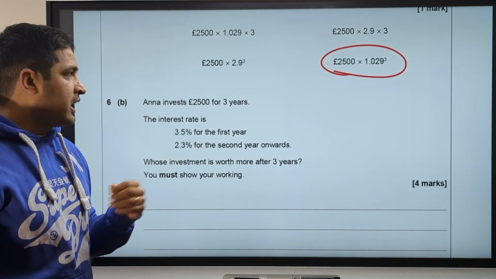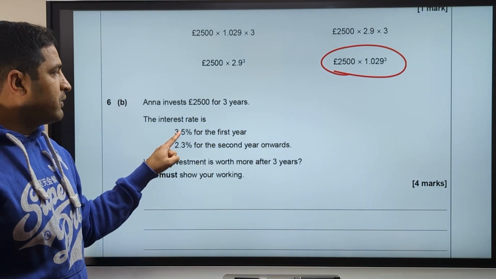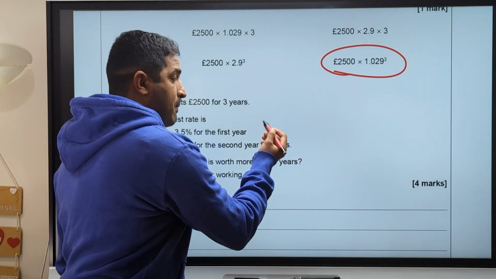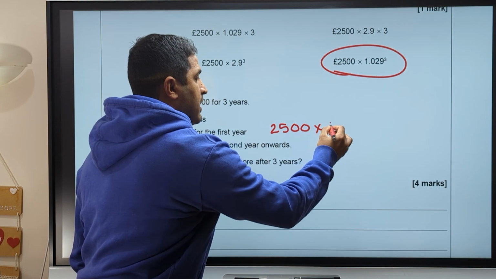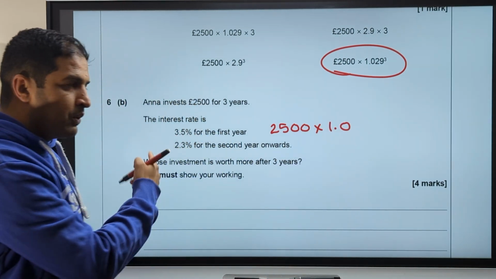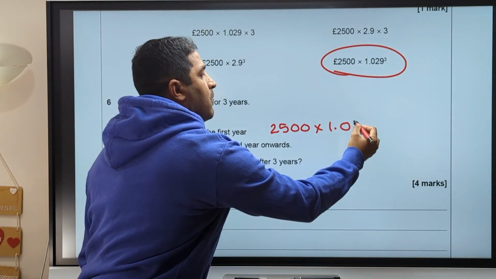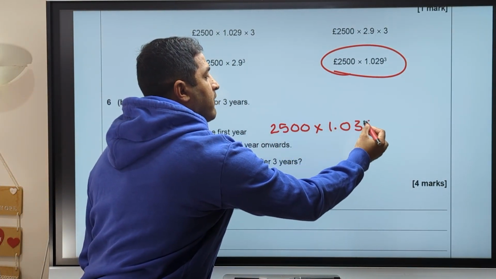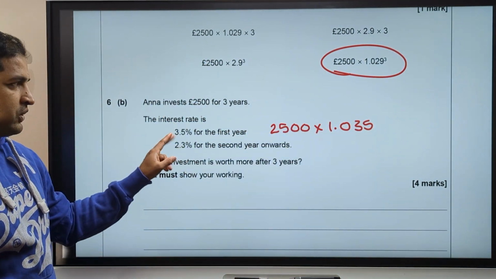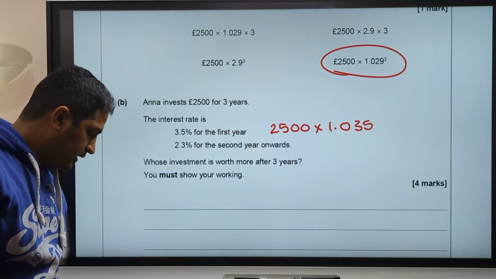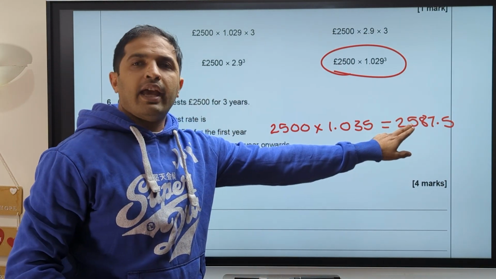Now Anna, on the other hand, invests the same amount for 3 years. In the first year, Anna gets 3.5%. So the amount of money Anna will get is 2,500 multiplied by 1.0. If you wanted to add 3.5%, you would get 103.5, which is 1.035 amount. So what would Anna get at the end of that year? First year, that's the interest she gets. So I'll put that in. So this is what she would have had at the end of the first year.